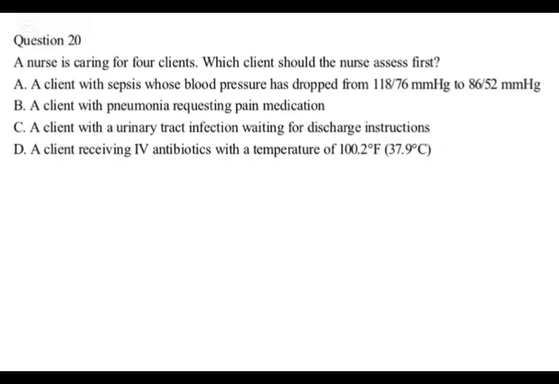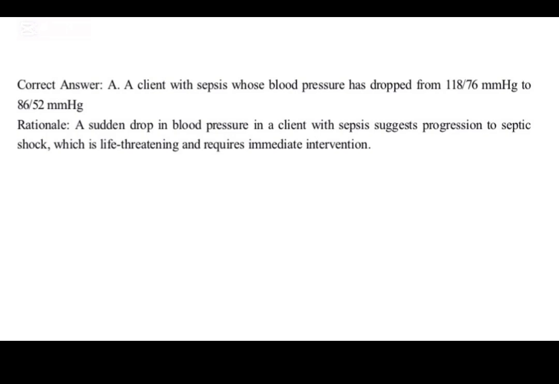Question 20. A nurse is caring for 4 clients. Which client should the nurse assess first? A. A client with sepsis whose blood pressure has dropped from 118/76 mmHg to 86/52 mmHg. B. A client with pneumonia requesting pain medication. C. A client with a urinary tract infection waiting for discharge instructions. D. A client receiving IV antibiotics with a temperature of 100.2 degrees Fahrenheit, 37.9 degrees Celsius. Correct answer, A. A client with sepsis whose blood pressure has dropped from 118/76 mmHg to 86/52 mmHg.